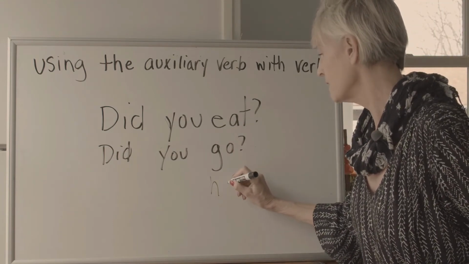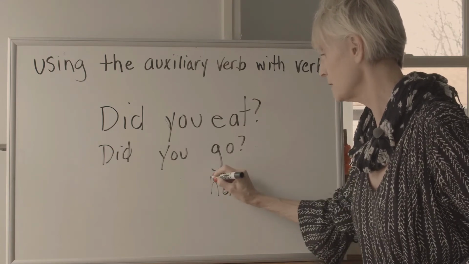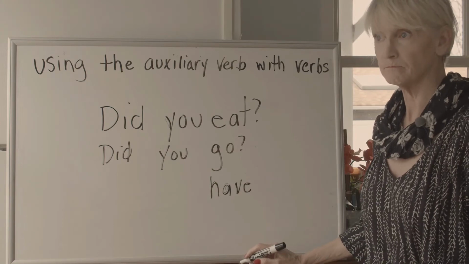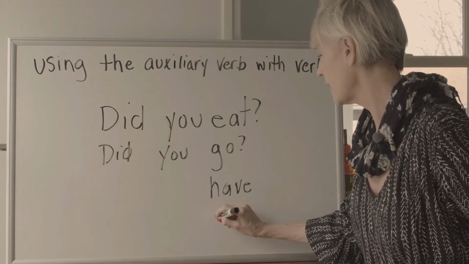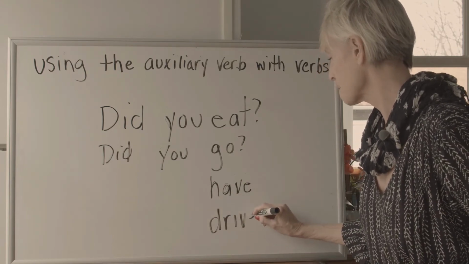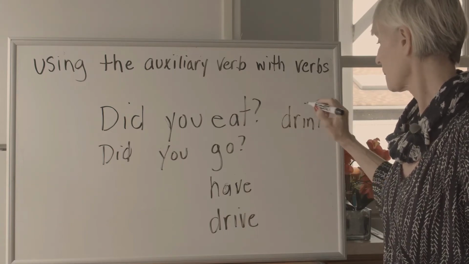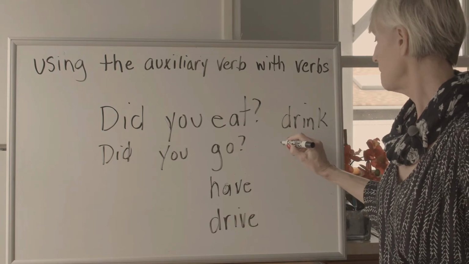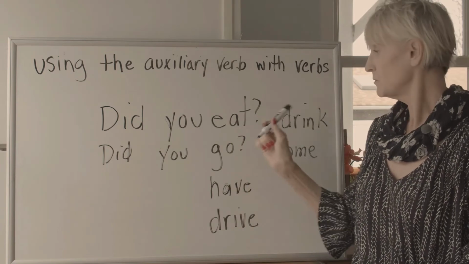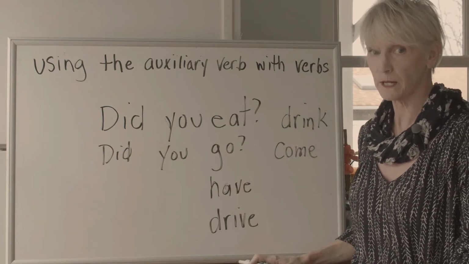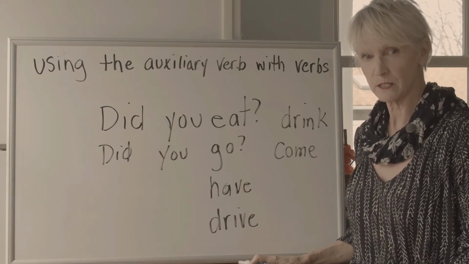Eat, go, have, make some sentences that will make sense, like, did you have a good time? Did you have money? So use eat, go, have, drive, drink, and come. Please make some sentences making a question using these verbs, which happen to be irregular. And then we're going to talk about how we can make some sense of the irregularity in the past.